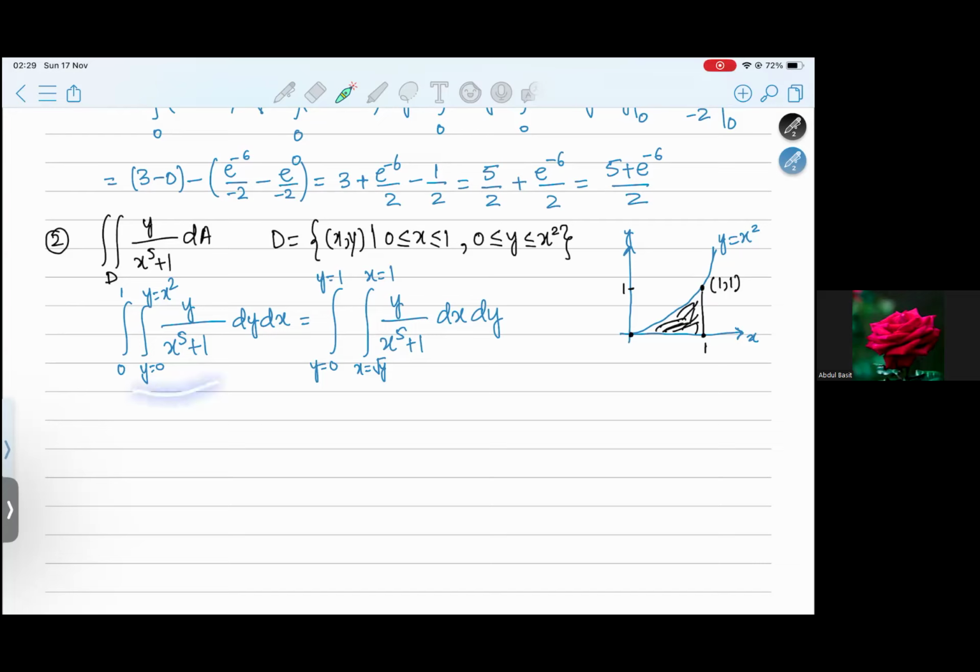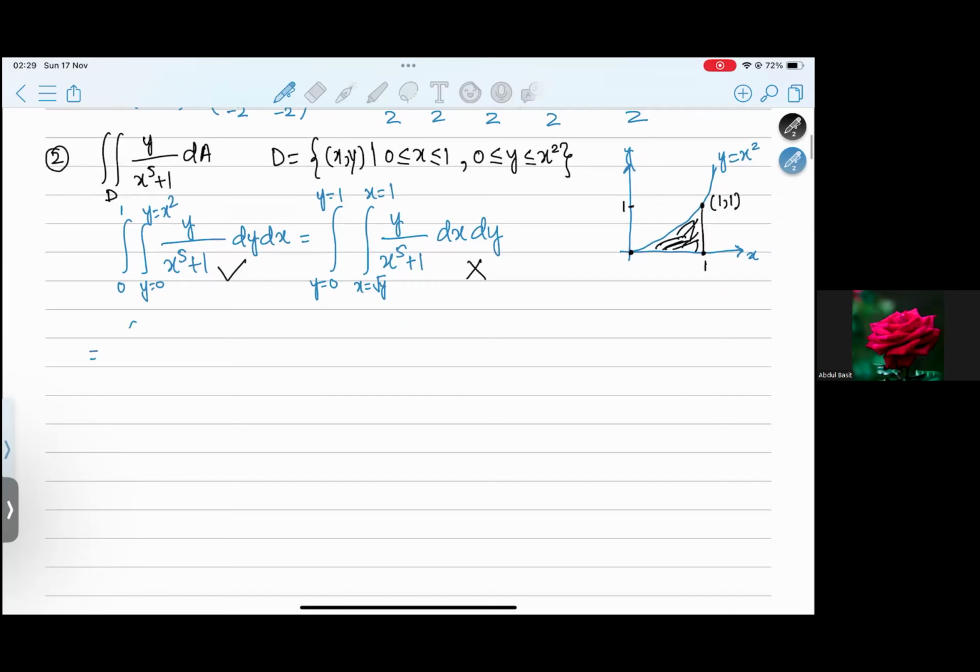And if I look at this integral, in this case I need to evaluate with respect to y first. With respect to y we have a function of just y, so taking its integral is very easy. So I will evaluate this integral, not this one, because this is very complex. I can take the x power 5 plus 1 outside because it's independent of y, with y from 0 to x square of y dy dx.